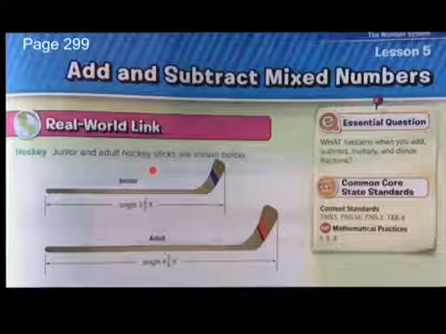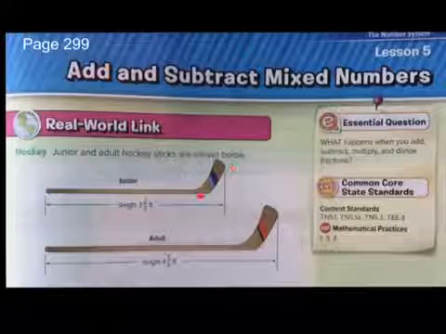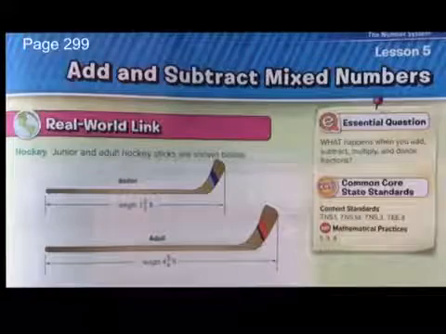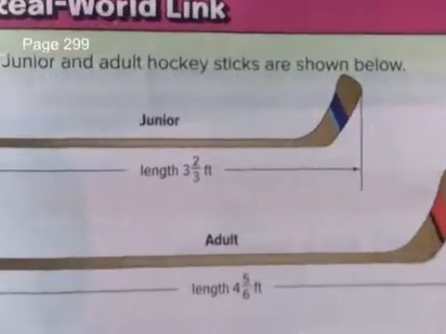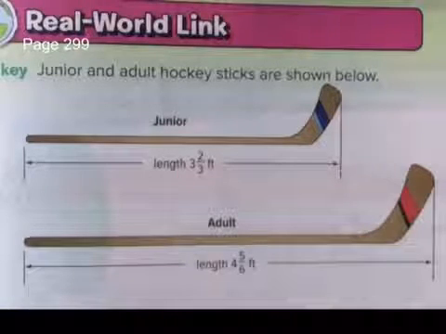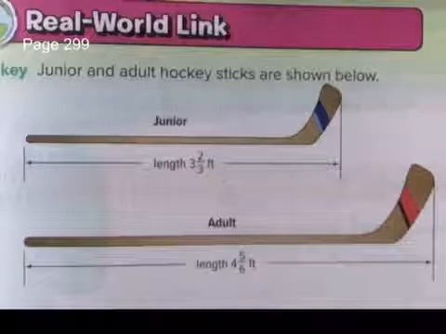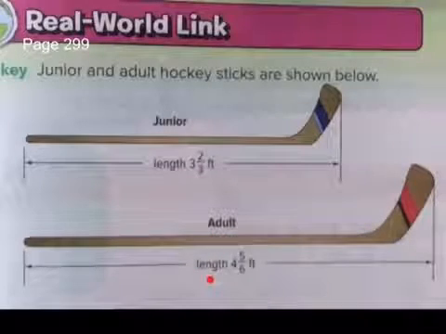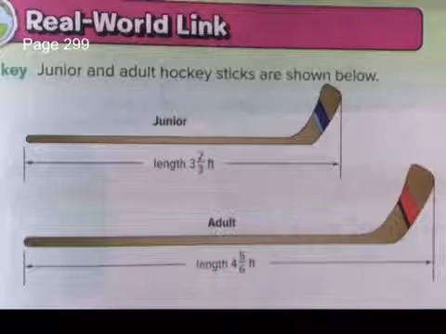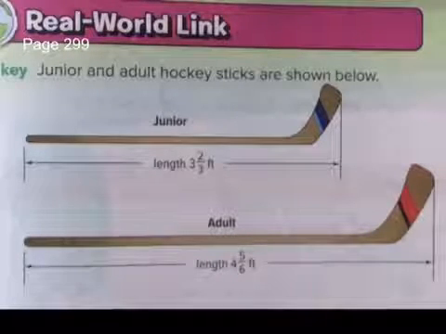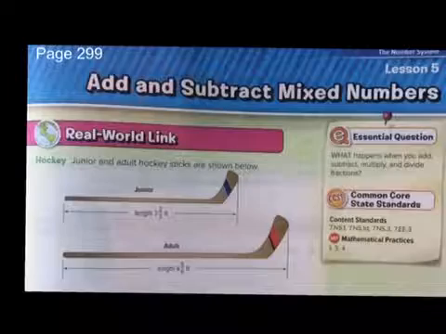Junior and adult hockey sticks are shown here. So we have a junior hockey stick and an adult hockey stick, and they are being measured in feet. If I zoom in, you can see right there, they're being measured in feet. This one is 3 2/3 feet, or a 3 2/3 foot hockey stick. And the adult is 4 5/6 feet long. Just make note of these because we'll need them to answer the following questions.